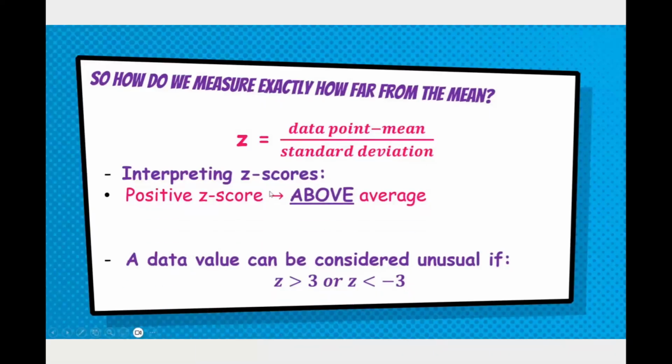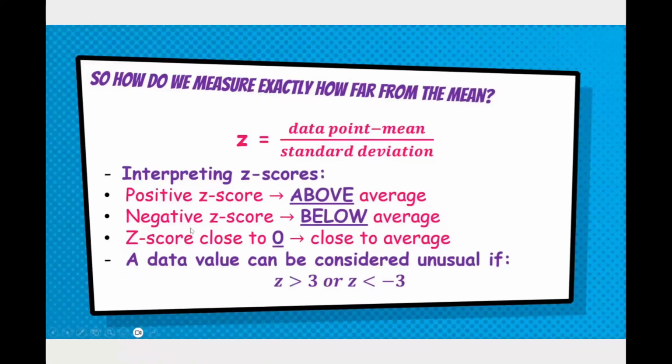When we interpret z-scores, we can interpret them in 3 ways. When the z-score is positive, that's telling us that we are above average. If it's negative, we're below average. And if it's close to 0, like my last slide said, that means you're pretty close to average. Looking at the graph, we can see that we are close to average.